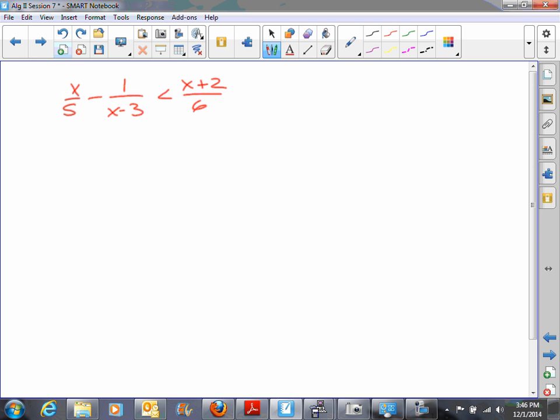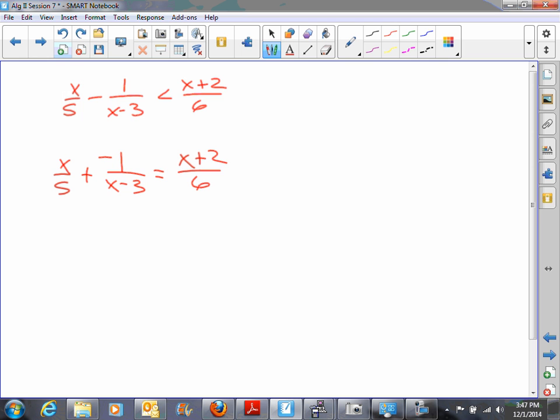Now the related equation is x over 5 minus 1 over x minus 3 is equal to x plus 2 over 6. Once again, whenever you have this minus sign here, just do that right at the beginning, or it might end up biting you. Once we have found the x's for this, we need to go back and look at them on the number line and check all of the intervals that this gives us, and see which ones actually work. And those are the ones that we'll report as the solution.